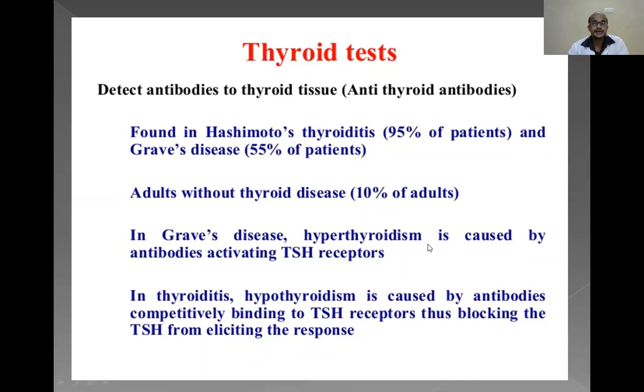In Graves' disease, the hyperthyroidism is caused by antibodies activating TSH receptors. And in thyroiditis, hypothyroidism is caused by antibodies competitively binding to TSH receptors, thus blocking the TSH from eliciting the response, which leads to decreased T3 and T4.